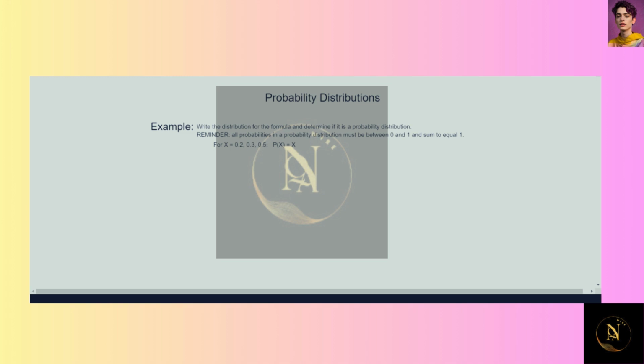Now, our equation for today is P of x, or probability of x, equals x, and we're doing it for the x values 0.2, 0.3, and 0.5.